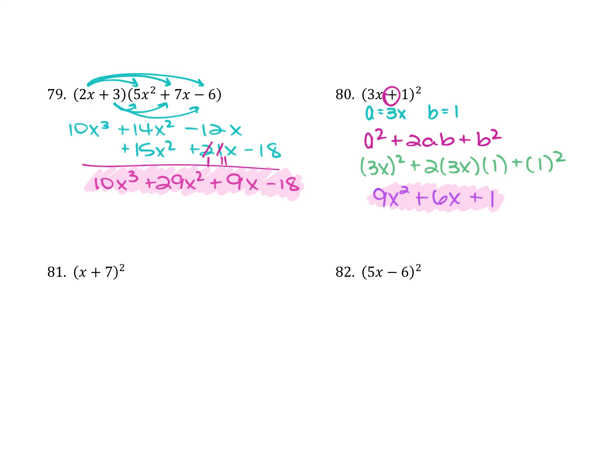For 81, you're going to do the same thing that you did for 80. So you have a plus b to the second power. Your a is the x, your b is the 7. There is addition between the two. So again, we'll use the a squared plus 2 times a times b plus b squared. So we plug in our values. So that's x squared plus 2 times x times 7 plus 7 squared. So this just gives us a final answer of x squared plus 14x plus 49.